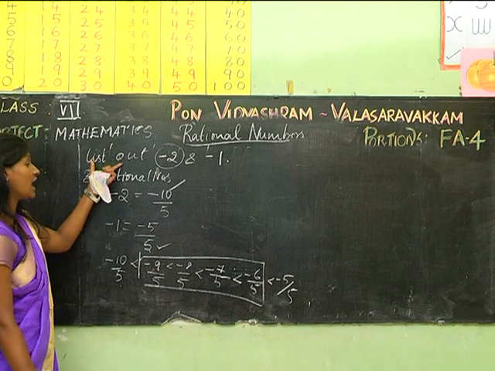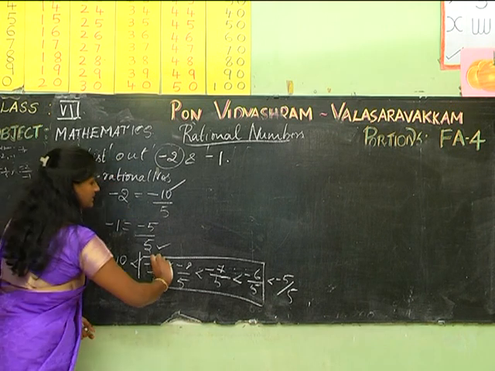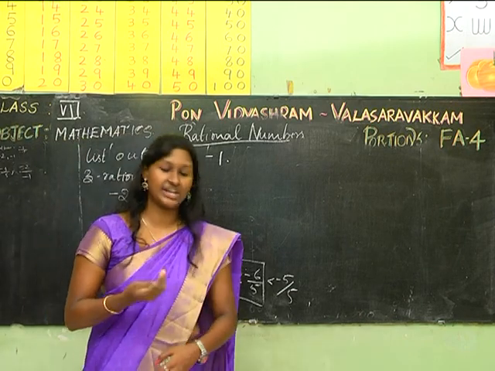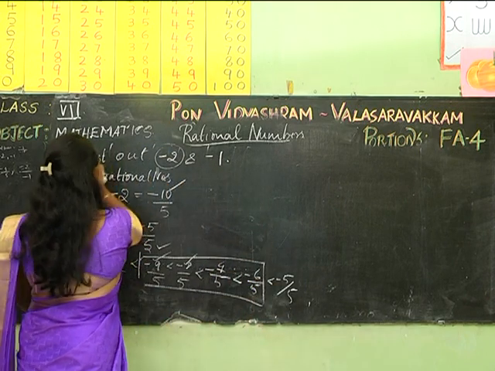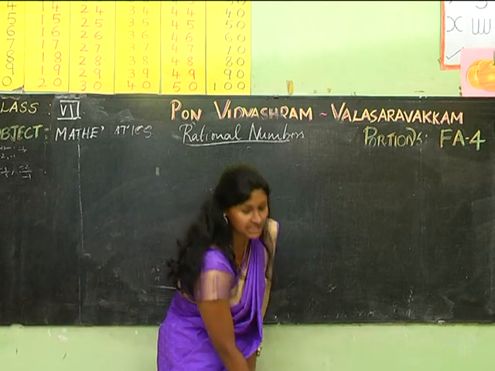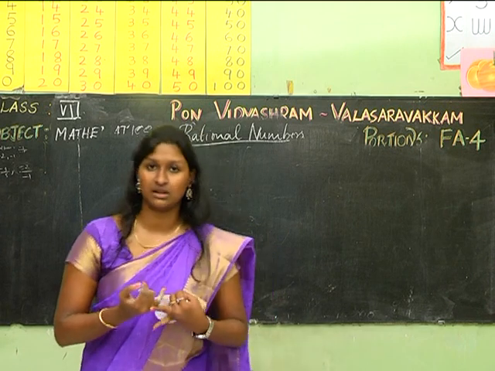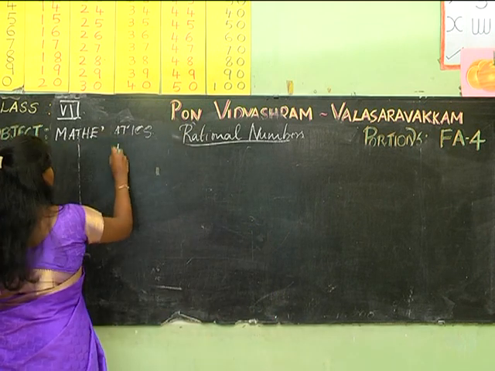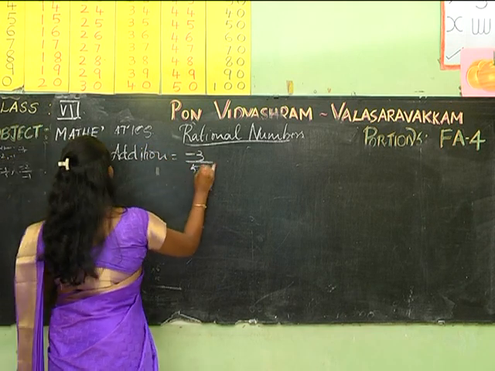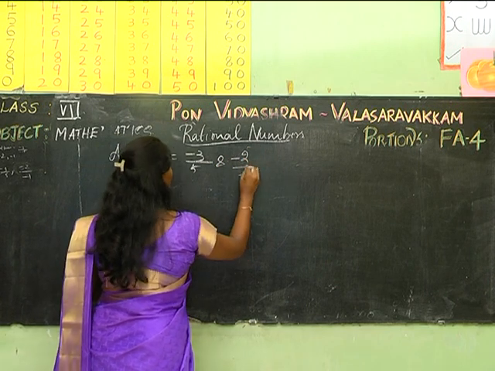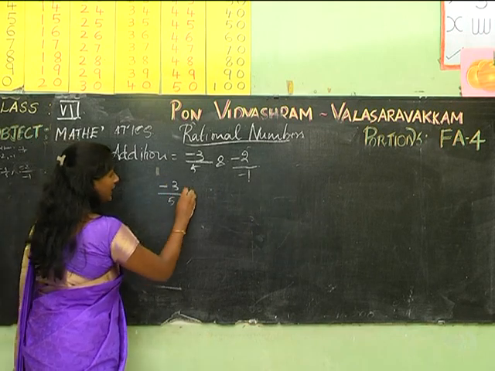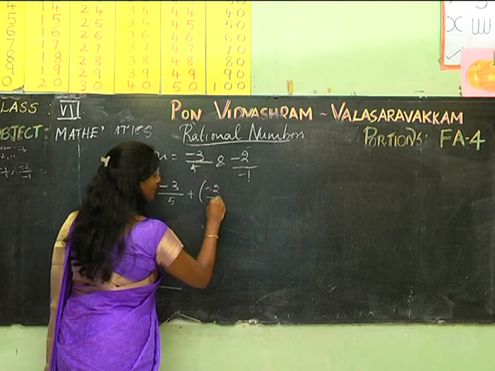They asked to list out only 3 rational numbers. So I can select any 3 out of these 4 and list them as rational numbers. Then I am going to perform some operations on rational numbers. We know the operations like addition, subtraction, division and multiplication. The first operation, addition, can be performed as minus 3 by 5 and minus 2 by minus 1. So how am I going to perform the addition between these two numbers? Minus 3 by 5 plus minus 2 by minus 1.